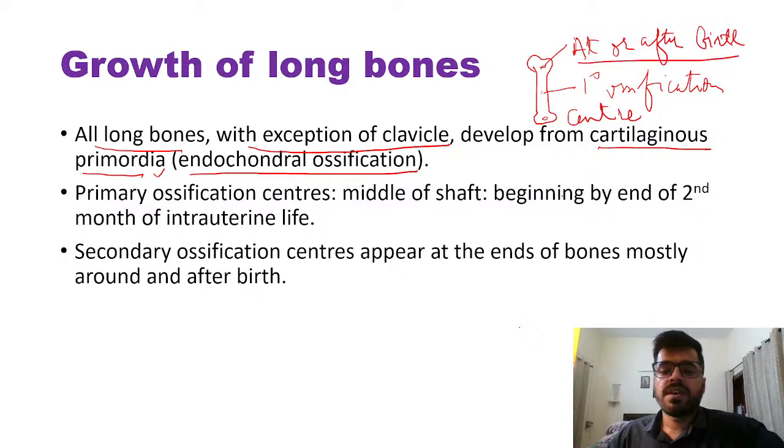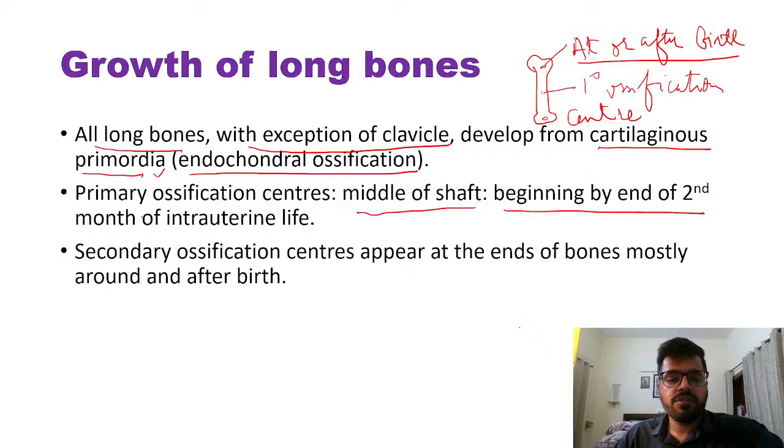This is enchondral ossification or endochondral ossification. The primary ossification centers are seen in the middle of shaft. They begin by the end of second month of intrauterine life. And secondary ossification centers appear at the ends of the bones, and they're mostly seen around and after birth.